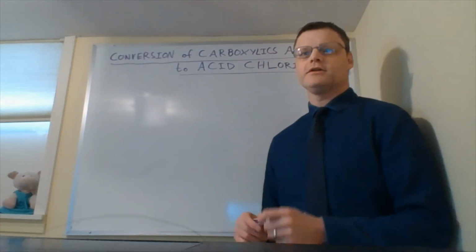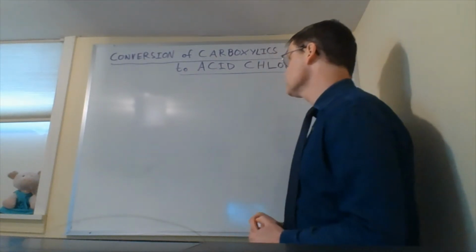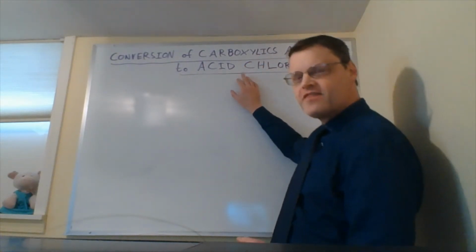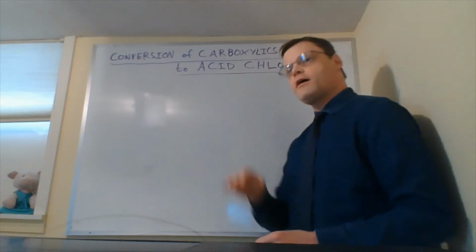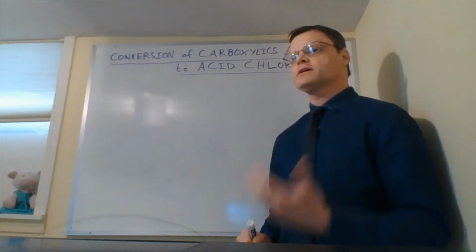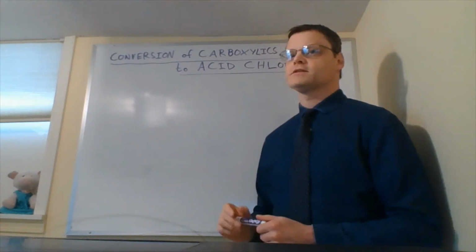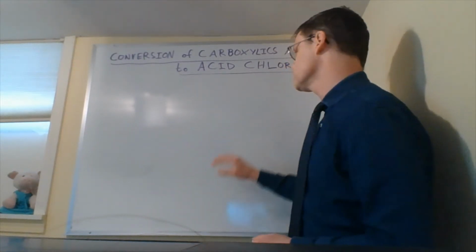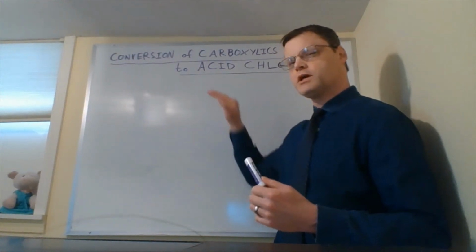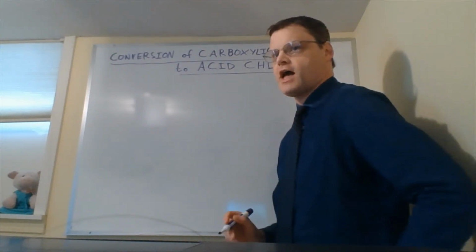Hello, in this video we're going to look at our last reaction of carboxylic acids, and that is the conversion of a carboxylic acid to an acid chloride. This reaction is actually pretty important in our next chapter on carboxylic acid derivatives because it's hard to turn carboxylic acids into carboxylic acid derivatives, but it's quite easy to turn the acid chlorides into various carboxylic acid derivatives. So essentially we're kind of going uphill in energy via this reaction.